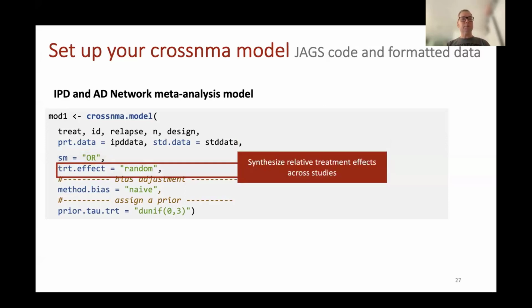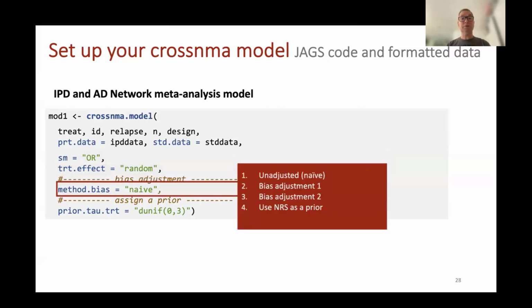Then the treatment effect variable by default is already random. So this basically says we are interested in the results of a random effects network meta-analysis. And the method we are using here is the naive approach. So here I again mentioned the 4 possibilities you have. Here we just go with naively pooling the randomized and the non-randomized study information. And the last argument here, there is a default for this, but you could also assign a prior, for example, for the between study variance tau. So this is for the standard deviation.